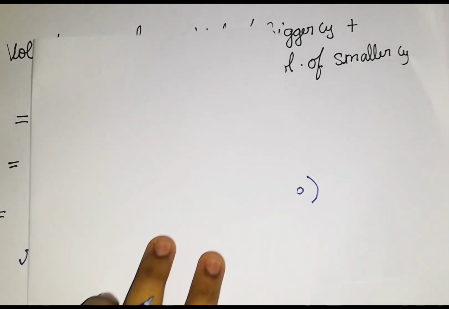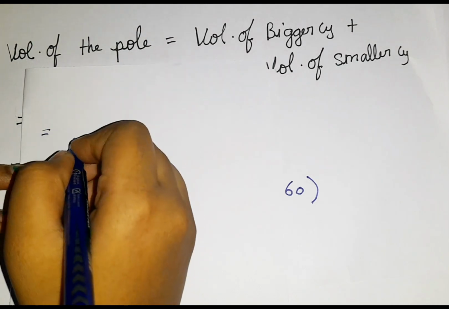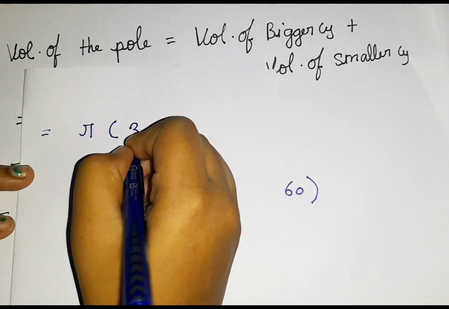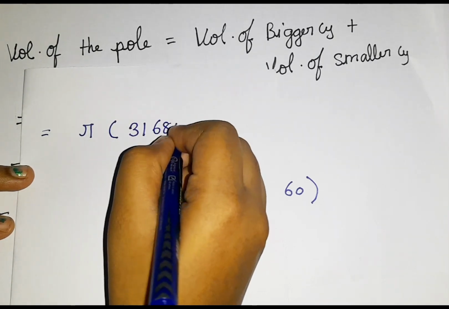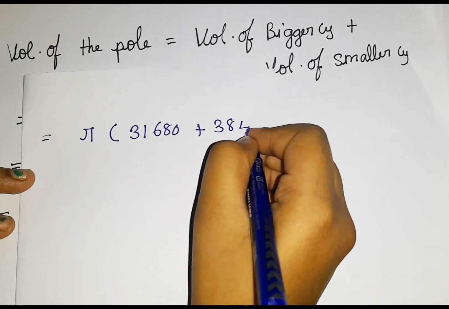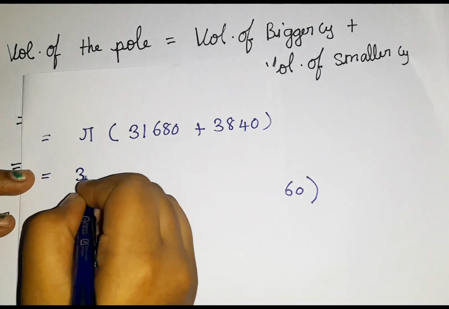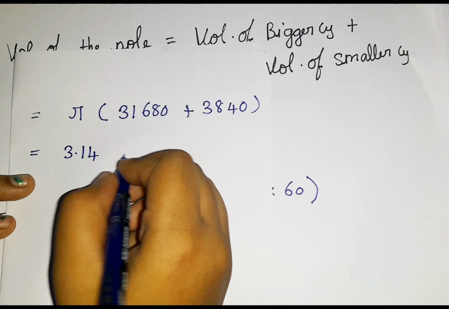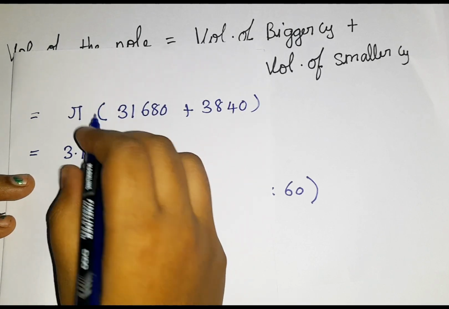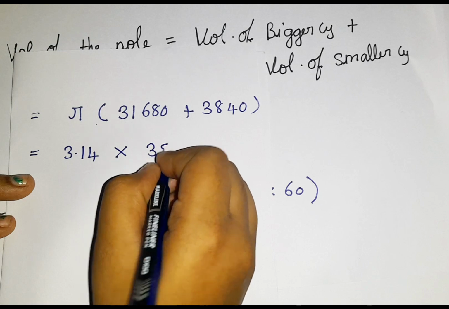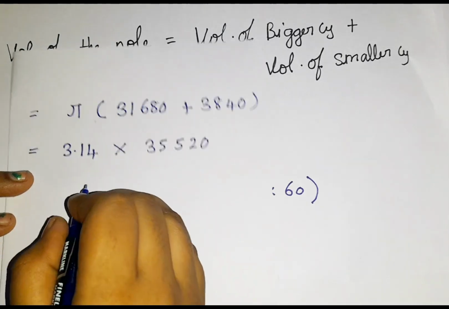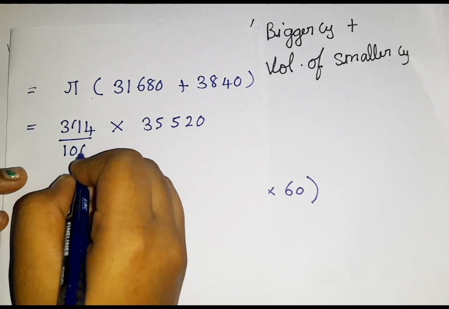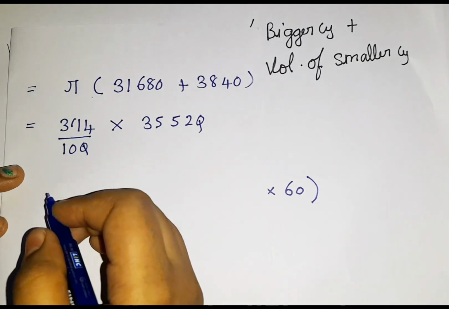Okay guys, so now we can write π as it is, and then bracket. So we had 31,680 plus 3,840. Okay, so now we can substitute the π value, that is 3.14 according to the question, and then when we add them we get, so bracket, right, so multiplication, and then 35,520. Alright guys, so when I take off this point then it becomes 100, right, so we can cancel this 0 and this 0.